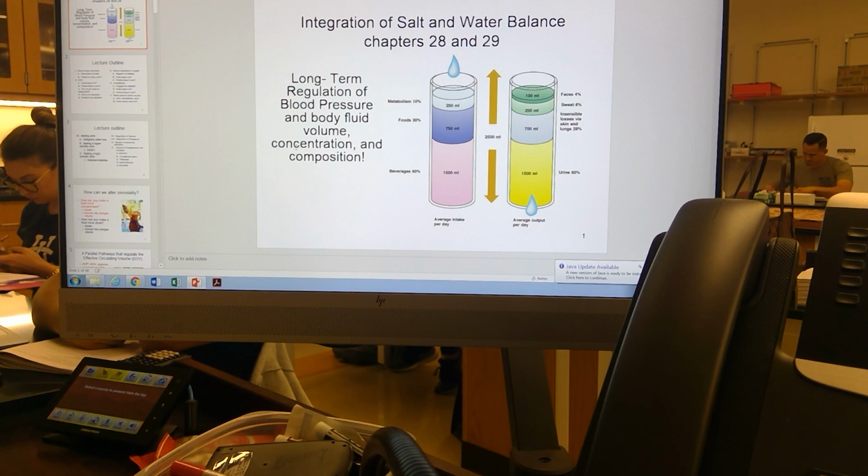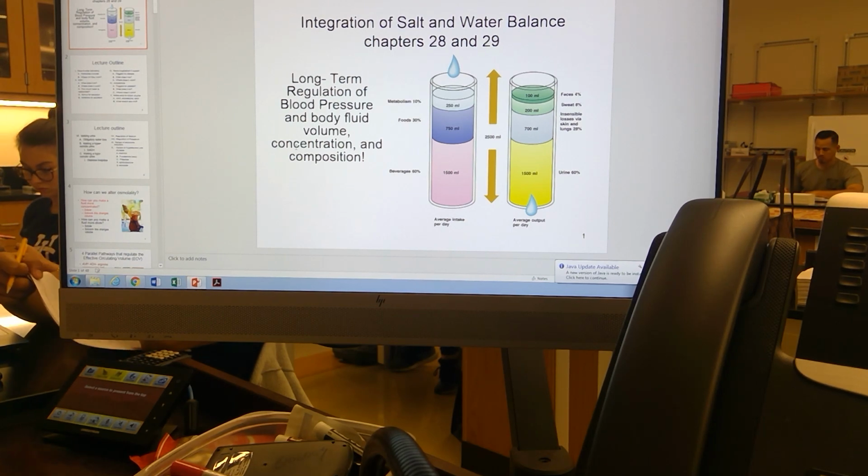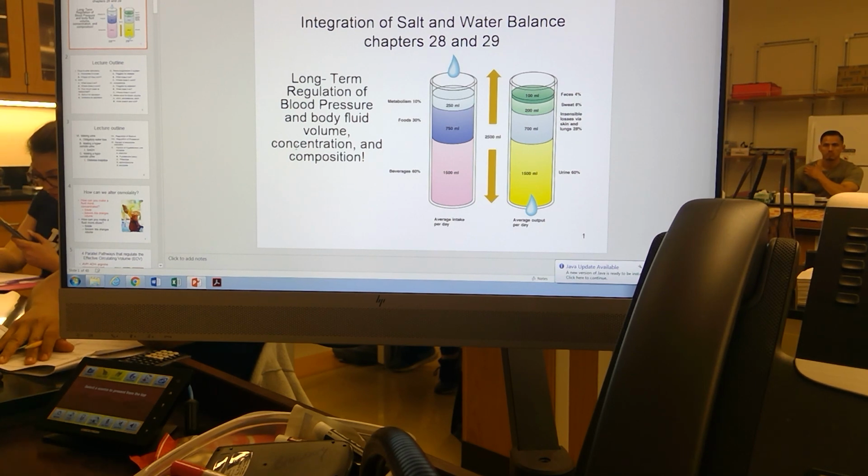There will be a matching section of descriptions to the different hormones and chemical signals. This is already found in your homework packet where you had to match aldosterone and ADH to descriptors.